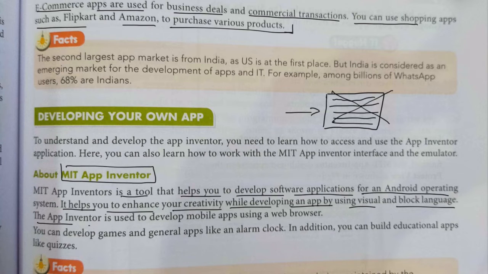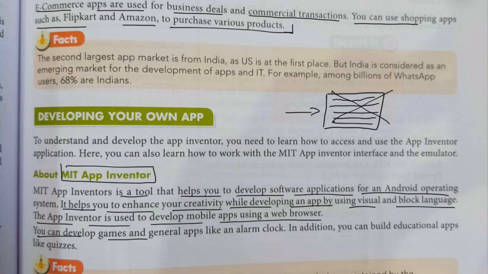The App Inventor is used to develop mobile applications using a web browser. So actually it is not an application. MIT App Inventor is not an application. It is accessed over a browser. It is a cloud-based service. So make sure you have this in mind, that you cannot download this application on your computer or on your mobile. You have to open a browser on your computer, and there only you can design any application you like.